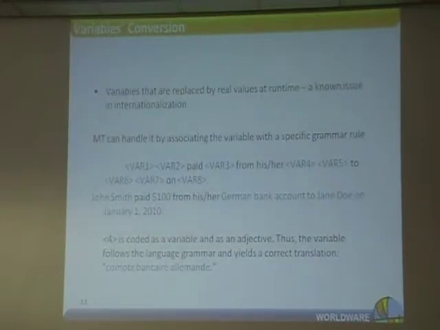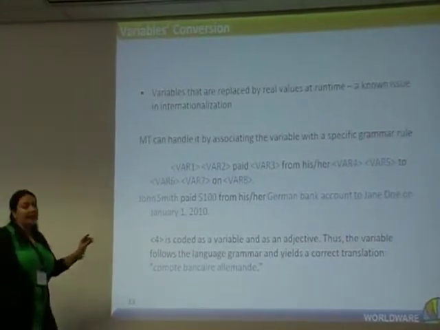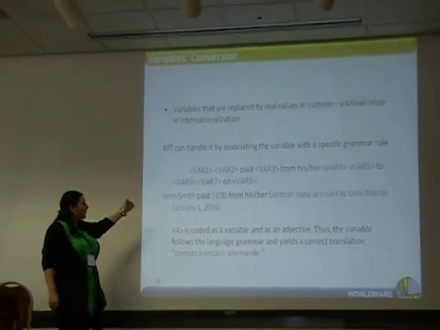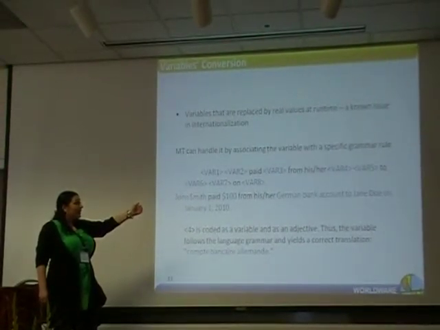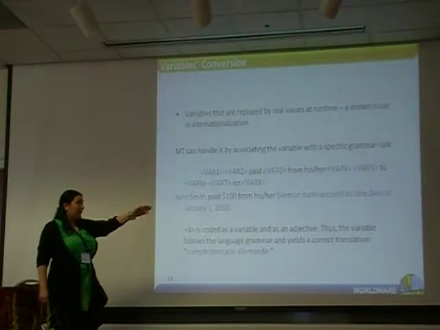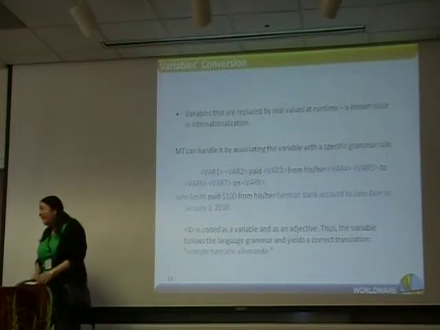Now, this is my favorite example. When we initially came to speak to PayPal, they said, okay, here is our standard English sentence for you, and now show us how you're going to translate it. The standard English sentence from PayPal was: variable 1, variable 2, paid variable 3, from his, her, even gender is ambiguous here, variable 4, variable 5, to variable 6, variable 7, or variable 8. Excellent. Anyone would find it.